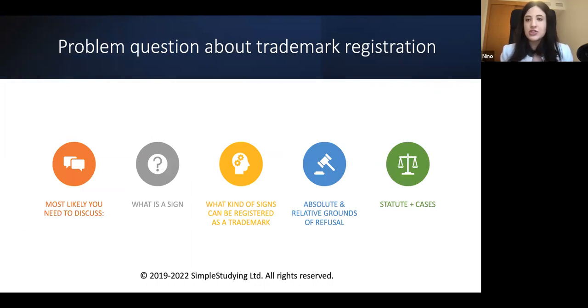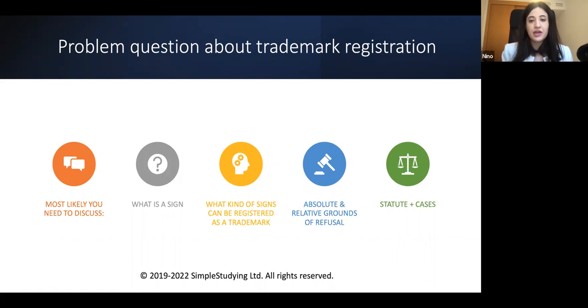So, a problem question about trademark registration. You should start with what is a sign, like define what is a sign under the Trademark Act. What kind of signs can be registered as a trademark, which is Section 1 of the Trademark Act. Also apply relevant case law. Absolute and relative grounds of refusal. Section 5 is relative grounds of refusal, whichever one applies. And make sure that you not only mention the relevant statutes, but also mention the cases that are applicable on the facts.